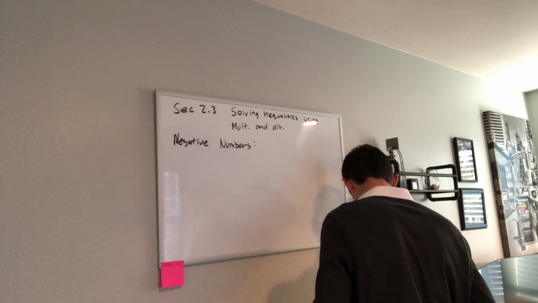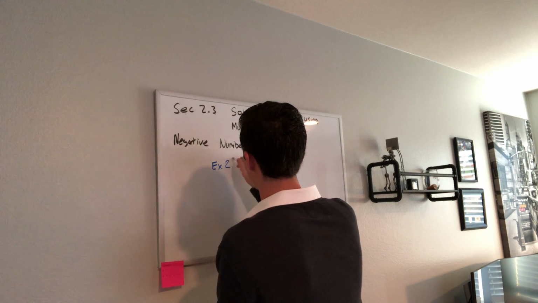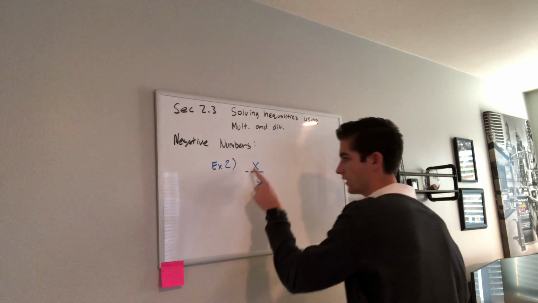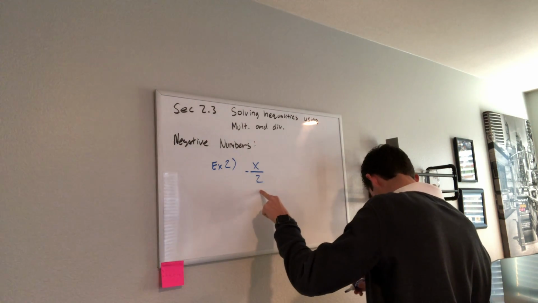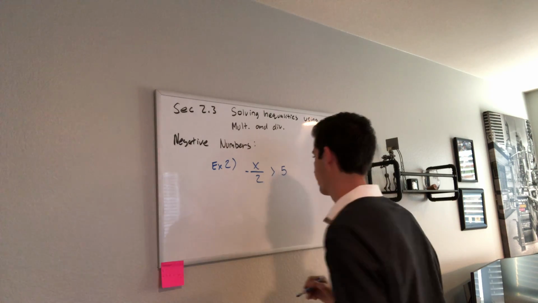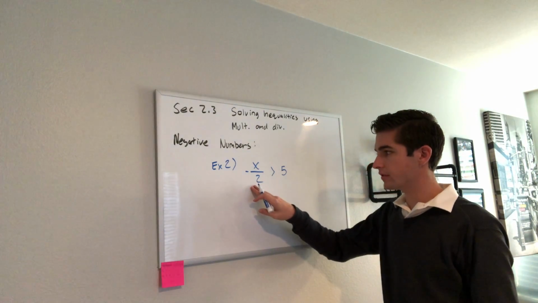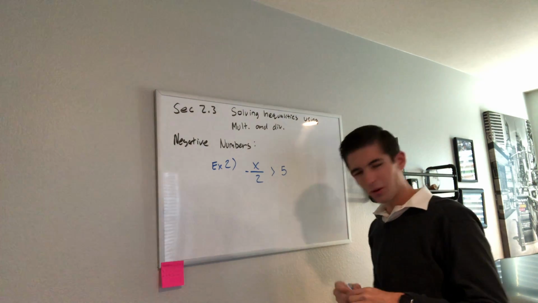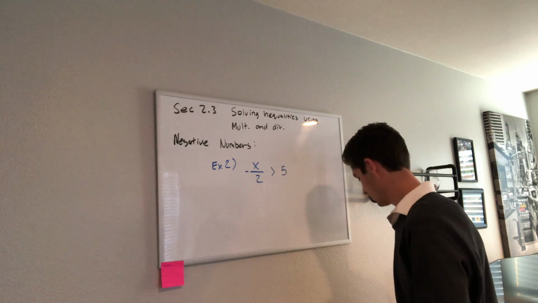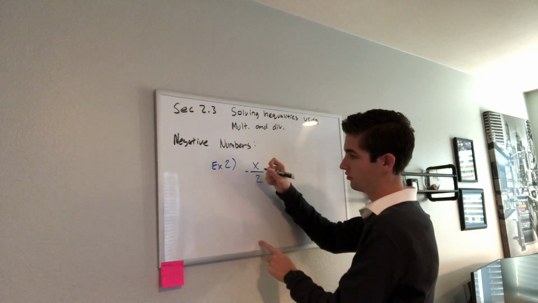So example 2, we have negative x over 2 is greater than 5. So this is a negative fraction. We don't want to work with negative fractions, right? So we're going to multiply by negative 2 to get rid of that fraction too.